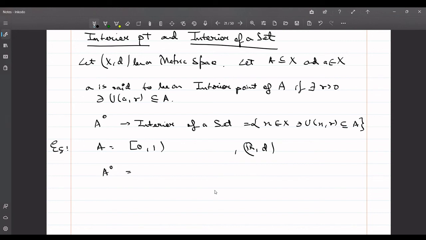Every element you take from within this interval has at least one such positive real number such that the open ball is completely contained in A, right? Except 0. This open ball basically resembles a neighborhood, so every neighborhood of 0 is not completely contained in A. So A naught is the open interval (0, 1). You can also see that for any interval you take, the open version of it is the interior.